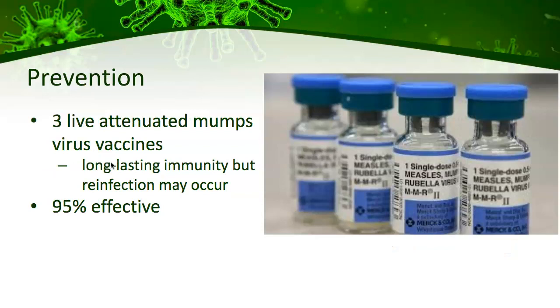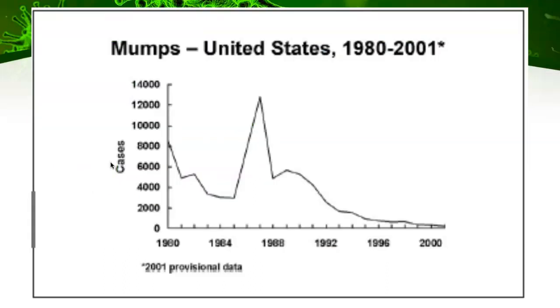Preventions. Vaccinations with 3 live attenuated mumps virus vaccines give long-lasting immunity, but reinfection may occur. These vaccines are 95% effective. Okay, and this just shows you the rate of how many people got mumps from 1980 to 2000.